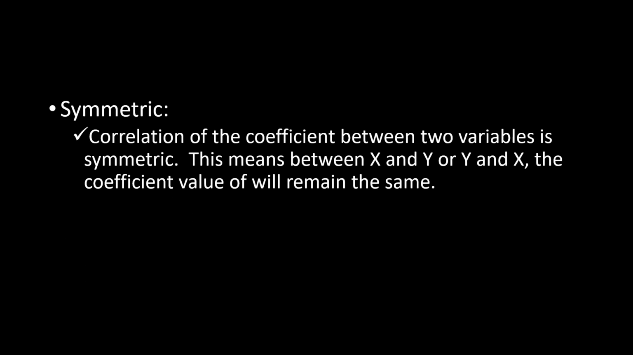The correlation coefficient between two variables is symmetric. This means that whether it is x and y or y and x, the coefficient value remains the same. If we plot weight to age or age to weight, the output we get will be the same.